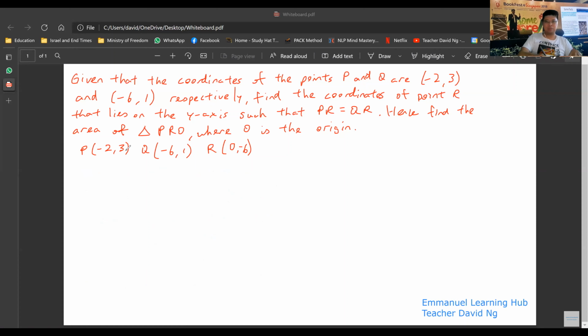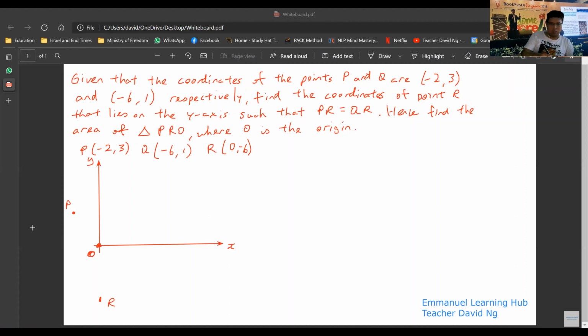Okay, you have your coordinates of R. Hence, find the area of triangle PRO, where O is the origin. Okay, a picture is worth 1,000 words. In exam, let's say you're not sure how to do, because you're not allowed to use the shoelace method here, so you have to stick with what you know. So P is minus 2, 3, is here. This is what I call P. R is 0, minus 6. This is my R. And origin is here.